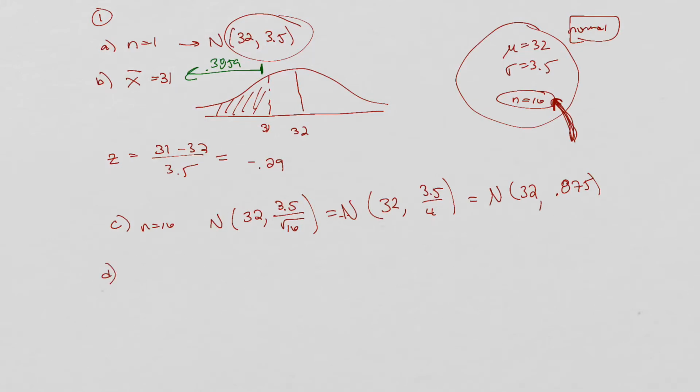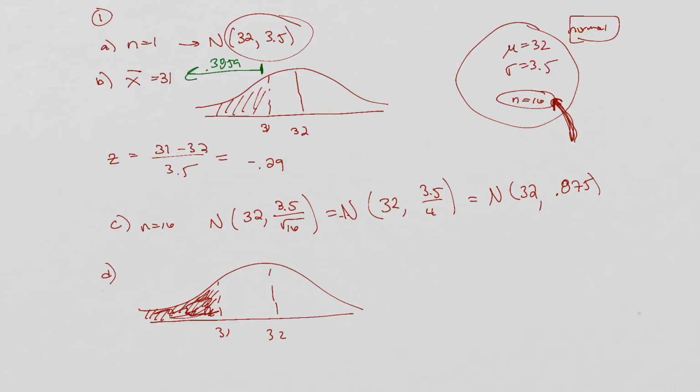And then part D asks us this particular question. What's my probability that the sample of size 16 will have an average of less than 31? So again, here's my picture. There's 32, there's 31. So we're trying to find this probability for now samples of size 16.